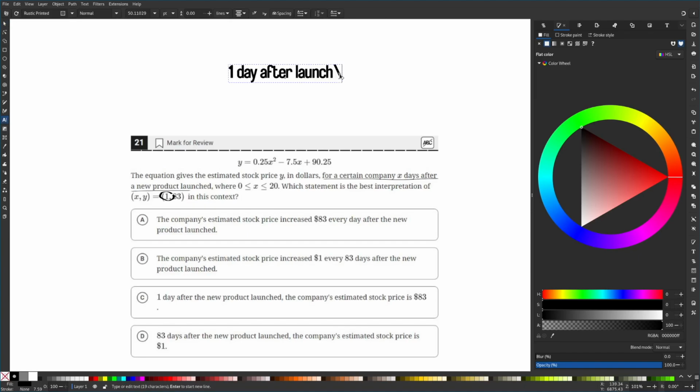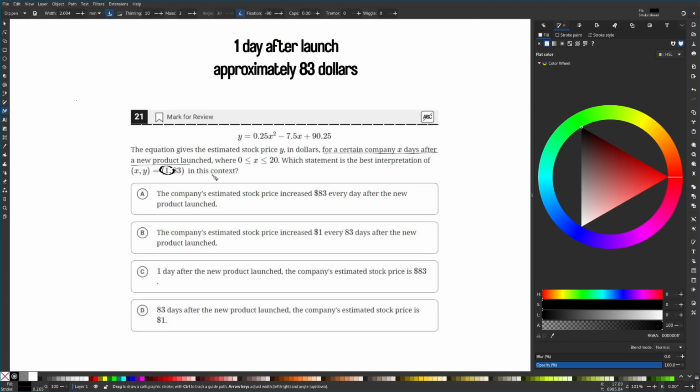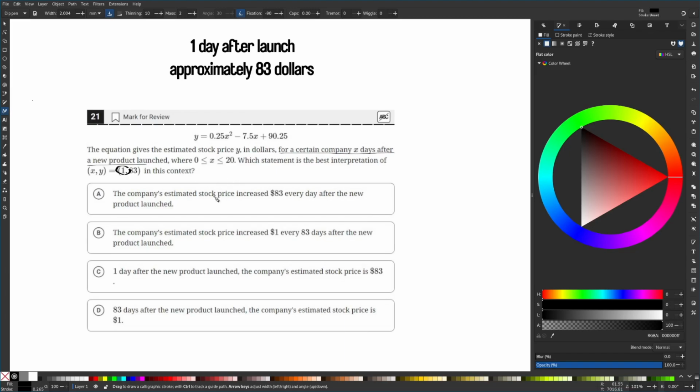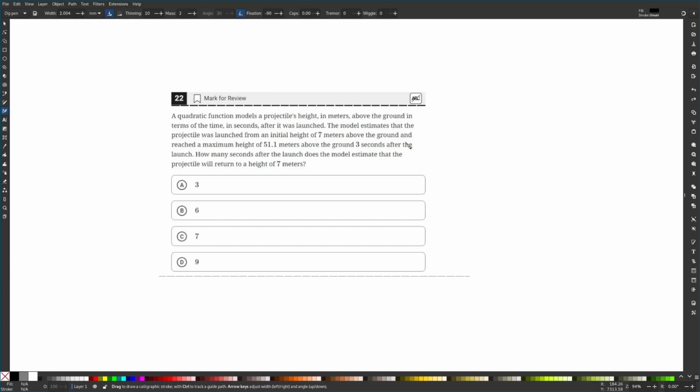Now let's see what the y means. It's the estimated stock price y. So that means it's approximately $83 of a certain company. Okay, so the one that matches the closest is C. It's 1 day after launch, the stock price is approximately $83. So answer choice C.